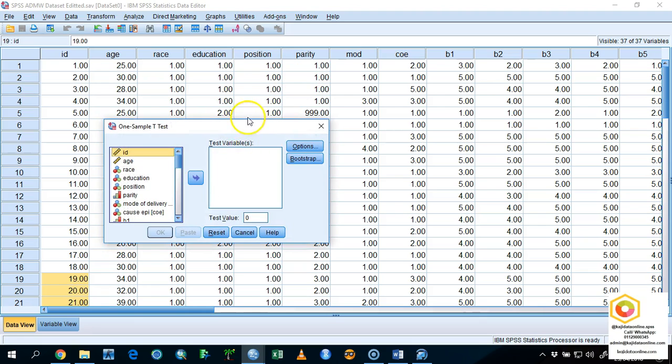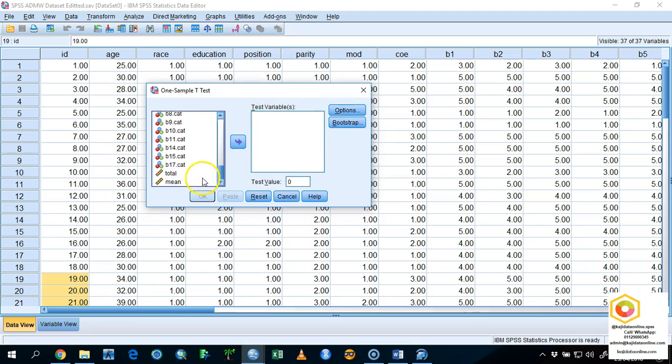One sample T-test. For example, I'm going to test my total. Example, the national survey indicates 75 as the standard mark. So we want to test whether it is more or not more than 75. 75 is the standard indicator.